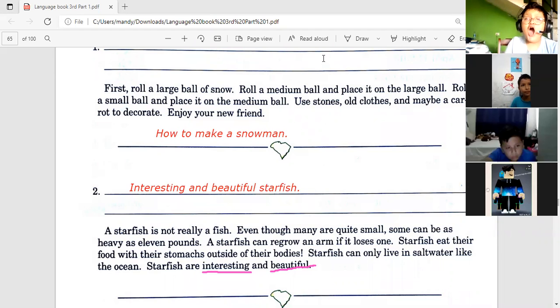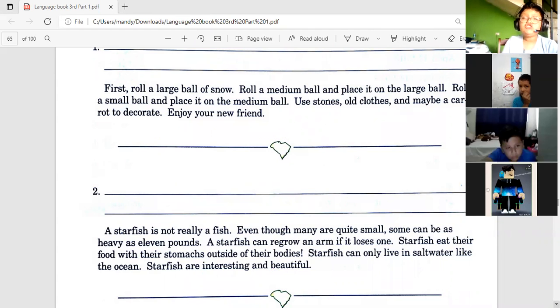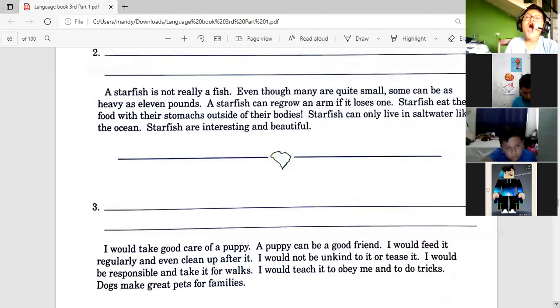Okay, now let's continue. Yes, because it's missing one. Okay, number three. I would take good care of a puppy. A puppy can be a good friend. I would feed it regularly and even clean up after it. I would not be unkind to it or tease it. I would be responsible and take it for walks. I would teach it to obey me and to do tricks. Dogs make great pets for families. Okay, what do you think is the topic?